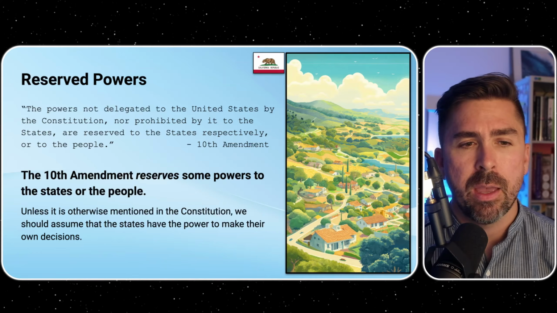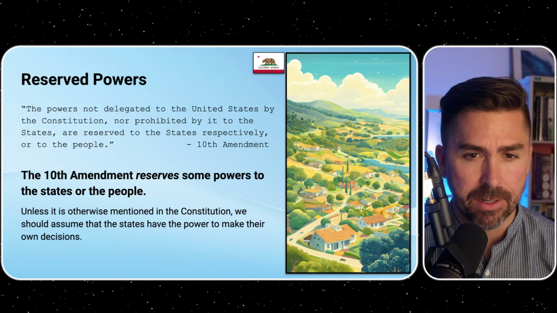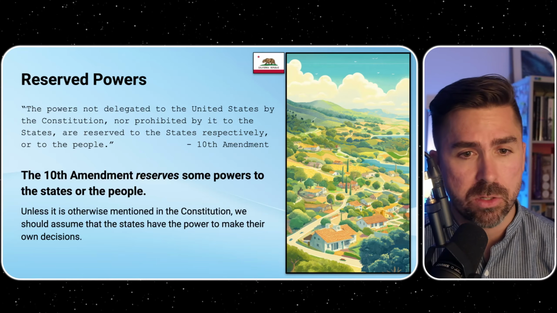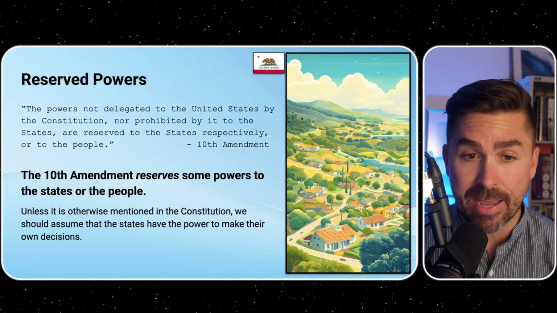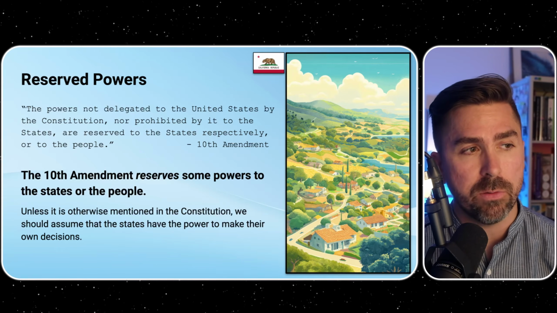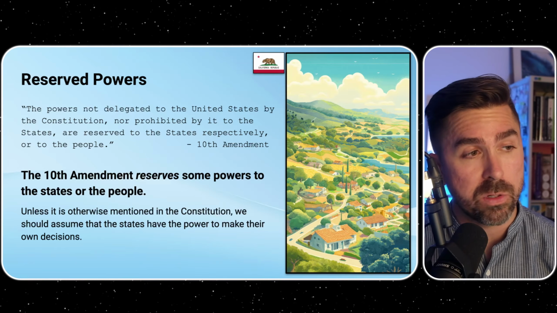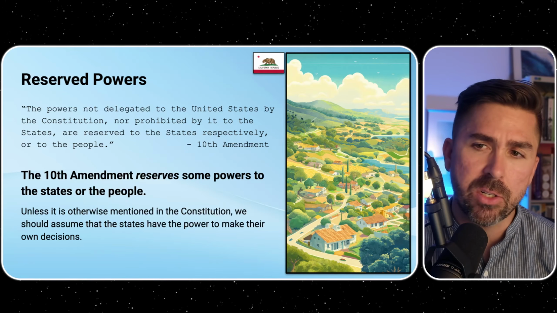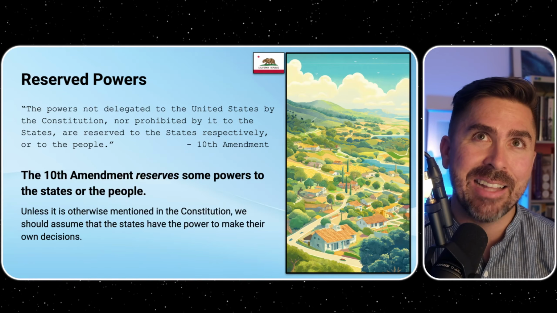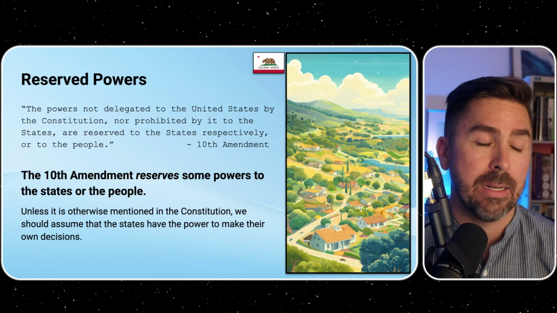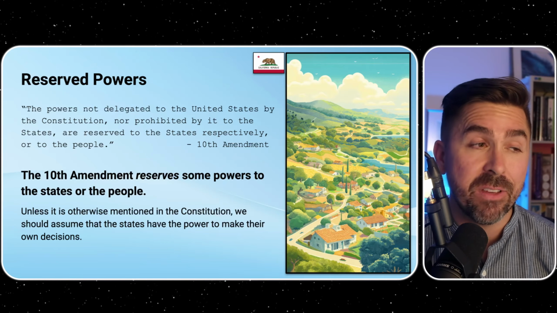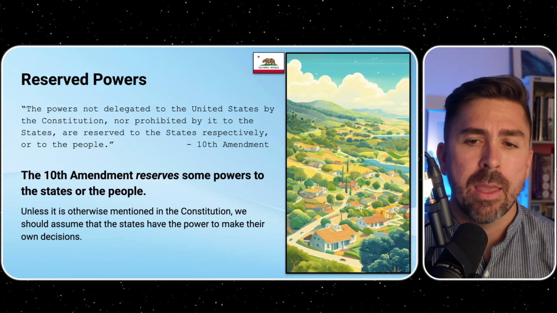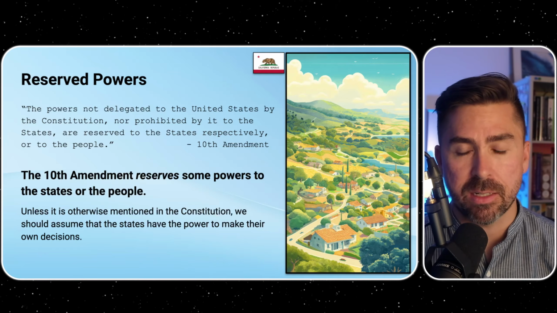And so why don't we go ahead and read what the 10th Amendment says? And you'll see really quickly why they're called reserved powers. The powers not delegated to the United States by the Constitution, nor prohibited by it to the states, are reserved to the states respectively or to the people. What does that mean? Essentially what that's saying is that unless the right is listed specifically in the Constitution, we should assume that the states get to keep the power.